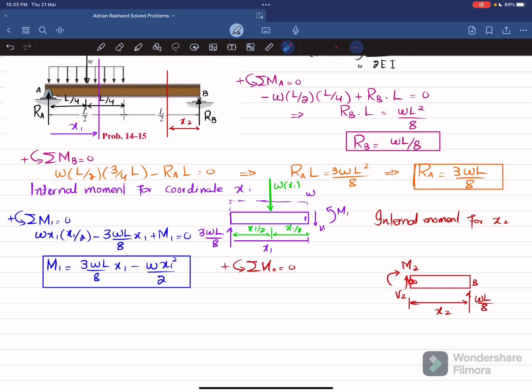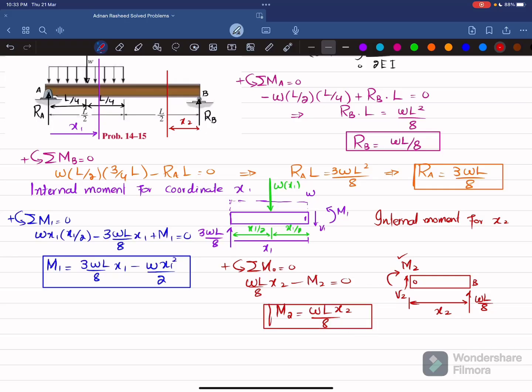So about this point O, the first moment will be due to this load WL by 8 and perpendicular distance is X2 and this is producing counterclockwise moment, so it will be positive. So I will write WL by 8 into perpendicular distance X2 plus there is external moment M2 which is clockwise, and the sum of these moments will be equal to 0. So M2 will be equal to WL X2 over 8. So this is the internal moment due to coordinate X2.